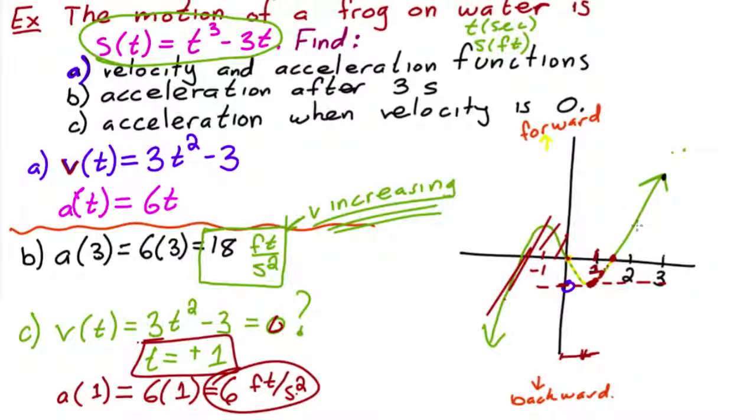And if you think about it, that makes sense, because take a look. The next second is around 2. So what it's saying is that the slope of this tangent line right here is going to be about 6.